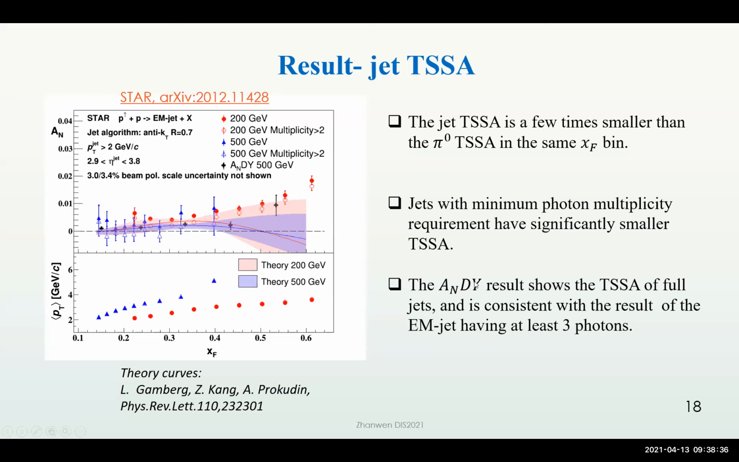We also have the ND result, which was also done at RHIC at 500 GeV. Compared to ours, it's consistent, although our statistics were limited.